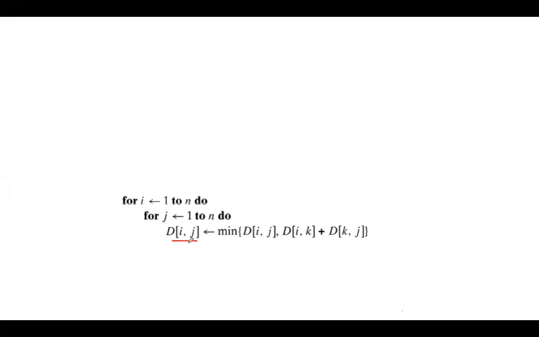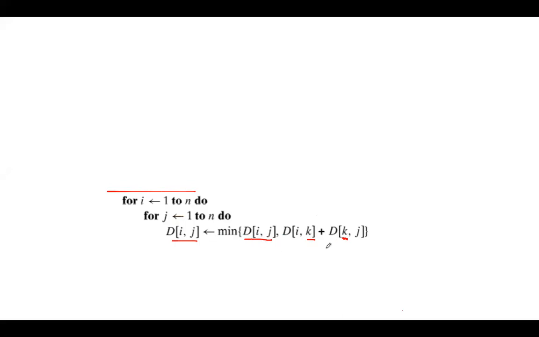D of i comma j, the minimum we'll take from the input matrix, comma we'll consider the distance with respect to the intermediate vertex. The intermediate vertex is the k value. So this k value is provided with one more for loop here, for k is equal to 1 to n. If there are 4 vertices, each vertex will become the intermediate vertex in each iteration. So one more for loop will come for k is equal to 1 to n.